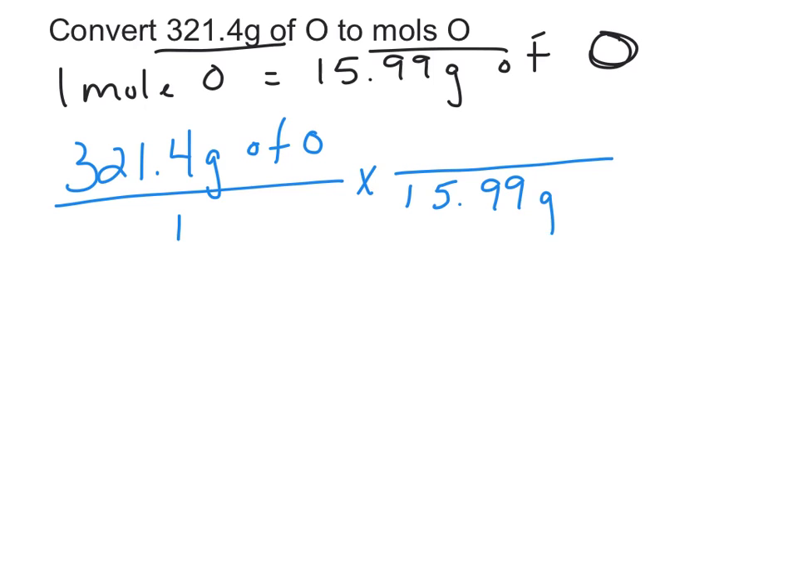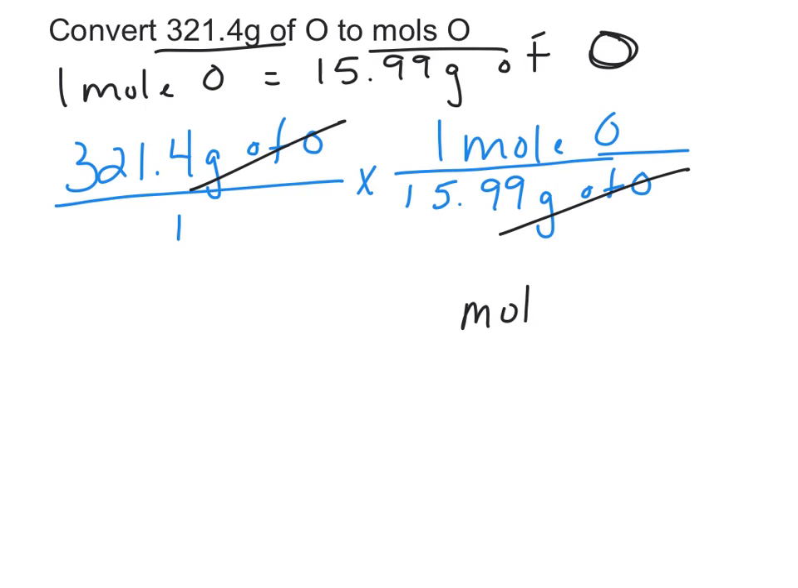15.99 grams of oxygen. All right, and then at the top, what are we going to write? 1 mole of oxygen. So basically what we're saying is that 1 mole of oxygen has a mass of 15.99 grams. Okay, what happens next? Well, in this case, the grams cancel, as always. And if grams cancel, the only unit left is moles oxygen. Okay, what does that mean? That means that whatever answer I get is going to be in moles.